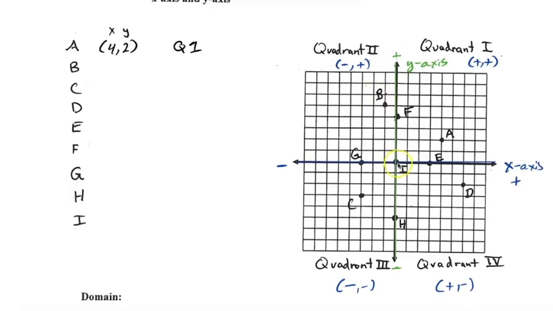B, point B is right there. Again, we're going from the origin. We have to go left 1, so it'll be negative 1 for our x. And then we're going to go up 1, 2, 3, 4, 5. So (-1, 5). And that's in quadrant 2.